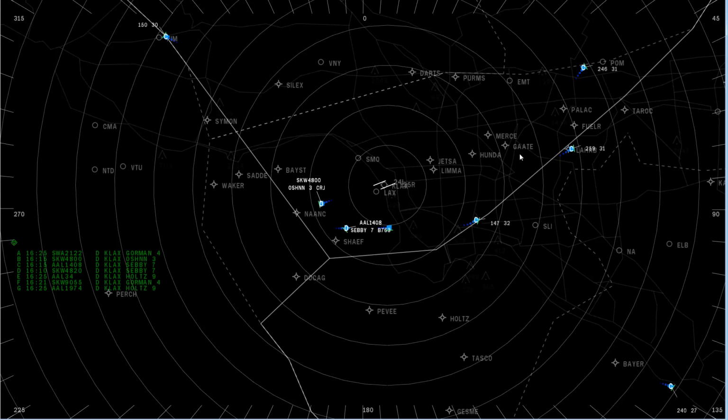SkyWest 4820, contact center on 127.1. Contact center on 127.1 SkyWest 4820. SkyWest 4800, proceed direct Pevy, resume the departure. Proceed direct Pevy, resume the departure SkyWest 4800. Gorman 4.